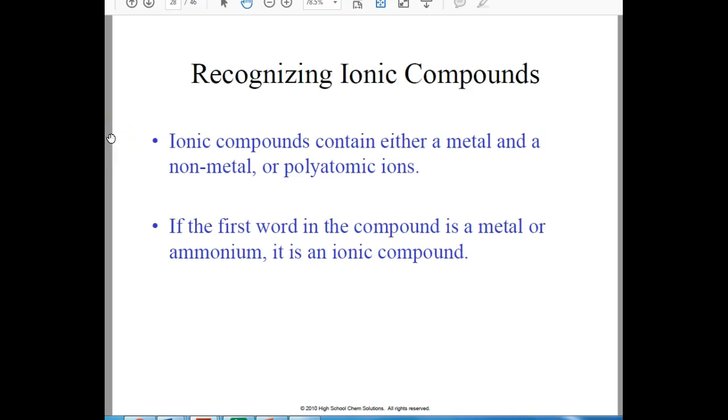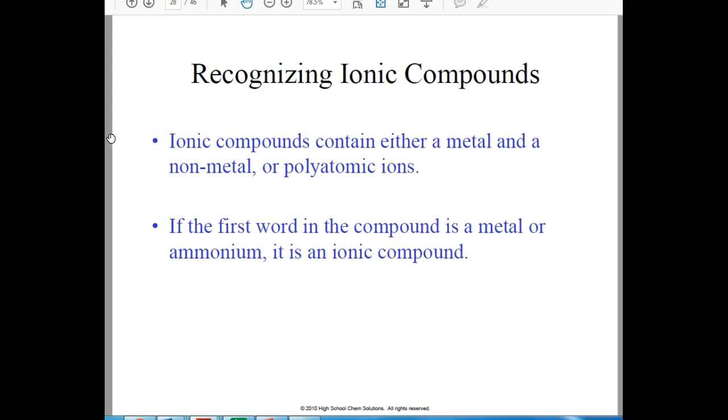The next thing that we're going to do is use the name to write the formula. Now when we do that, the method we're going to learn only applies for ionic compounds. So you need to be able to recognize when it's an ionic compound and when it's a covalent compound. Ionic compounds contain either a metal and a nonmetal or a polyatomic ion.